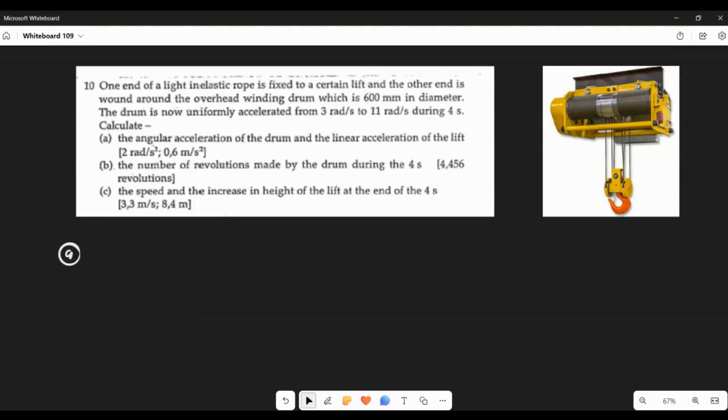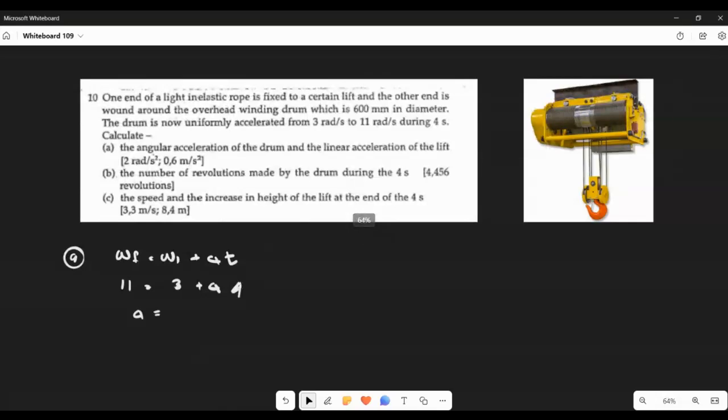Yes, thank you, Lulufefe. Fantastic, right? So we go with omega final equals omega initial plus alpha times t. If you're doing this, you're definitely on the right track. In this case, our final is 11, our initial is 3. We are looking for alpha and we have the time, which is 4 seconds. So can I ask you guys, what is alpha? Which is the angular acceleration in radians per second squared.